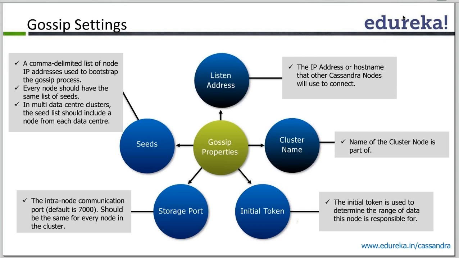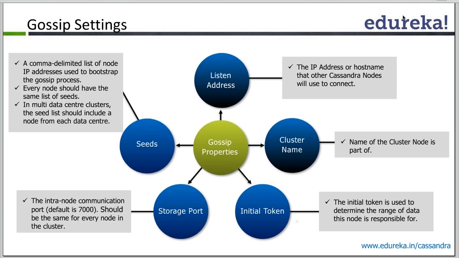Then the storage port, basically the internode communication port, the default is 7000, and it should be the same for every node in the cluster, absolutely the same for everyone, because everybody talks to each other, and so they need one common port which they will use to connect to each other and talk.